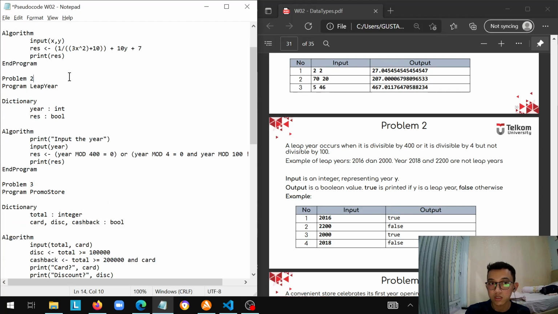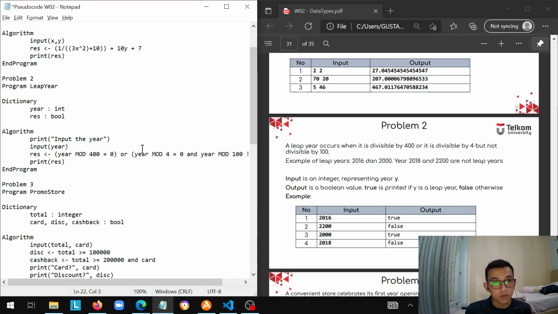Okay, number 2 is here. I don't know if you can see this, it's problem number 2. Basically you need to determine whether the input is a leap year or not, and it's gonna output true or false whether it is a leap year or not. The dictionary, simply the programming dictionary, only needs the year that we're gonna input and the result of it.